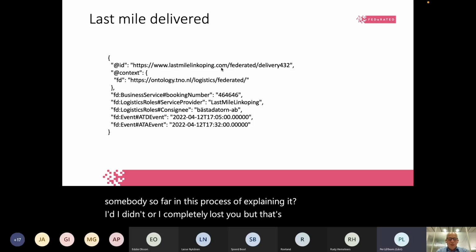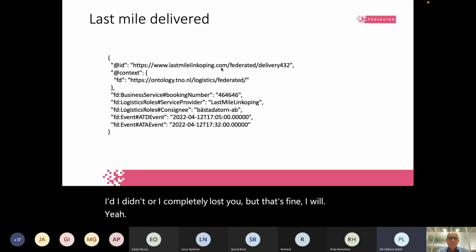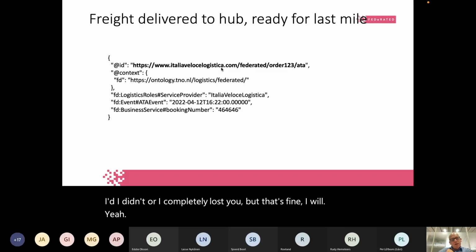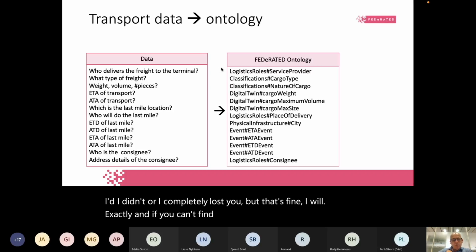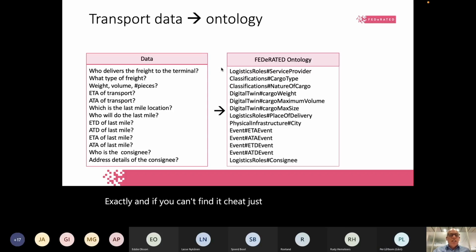I think the trick here is to actually find the right class to use. That's the trick in here. Actually aligning your proprietary semantic model to the federated semantic model. I think that's the trick. That's why it took you 1 hour to figure this out. Exactly. And you know what? If you can't find it, cheat. Just cheat.